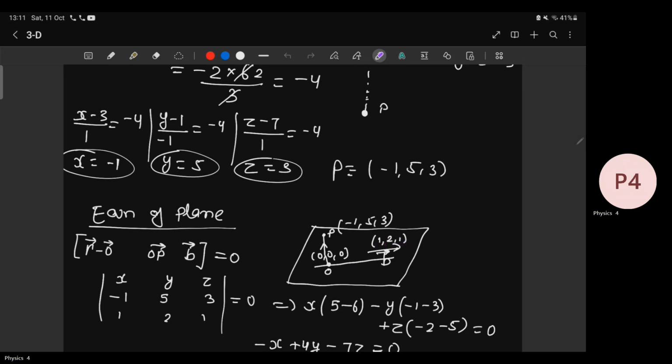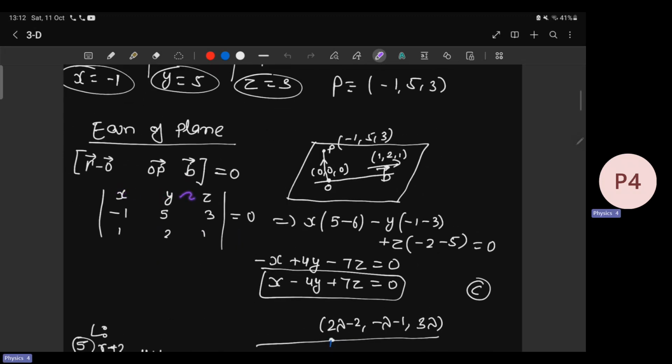So we can write the equation of the line, like we have a vector b. We can draw the OP vector. The cross of these two vectors will give us a normal. So we can directly write the box product of (r minus 0), OP vector and B vector equals 0. This is the equation of the plane.